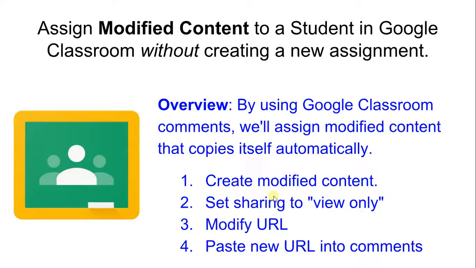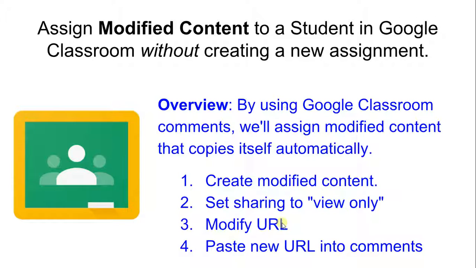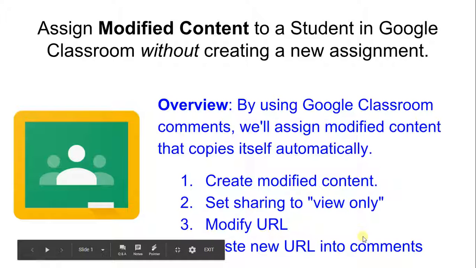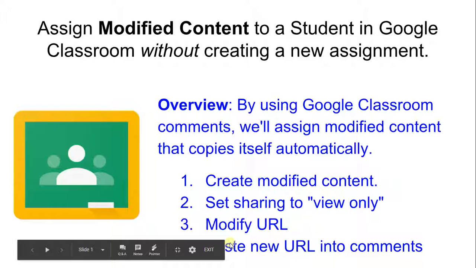So there you go. We've gone over all these steps. We've created the modified content. We've set the sharing. We modified the URL so it would automatically copy. And then we put that URL into the student's private comments in that specific assignment. They got an email, they got a link, they got a copy, they can finish their assignment, they can graduate high school, they can move on with their lives, and they can send you checks when they become rich and famous.